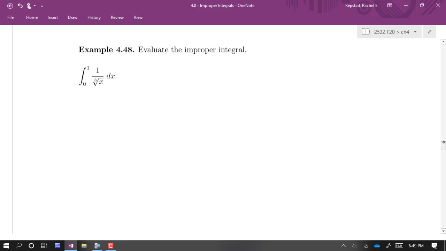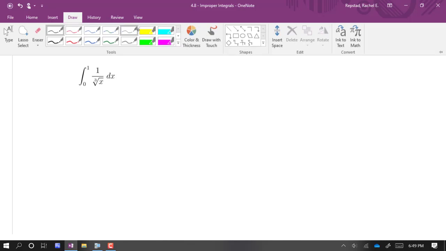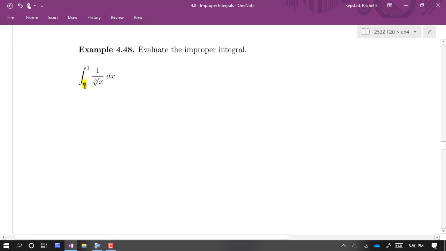Let's do an example here. We're going to integrate from 0 to 1 the function 1 over the cube root of x with respect to x. This is improper because there's an infinite discontinuity at 0. That 0 limit of integration there, that's the problem. So I'm going to rewrite this as the limit as c approaches 0. It has to approach 0 from inside the interval, so that means from above. I'm going to rewrite the function as x to the minus 1/3, and now my limits are c to 1.